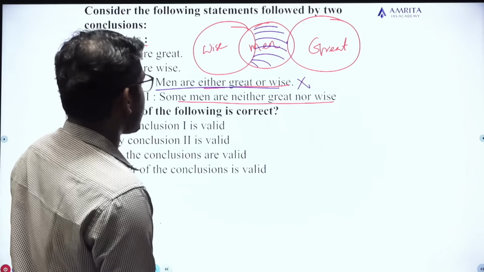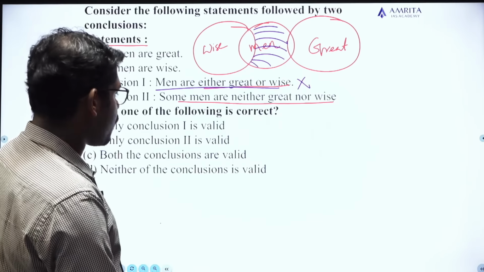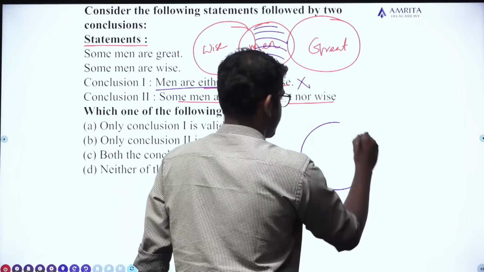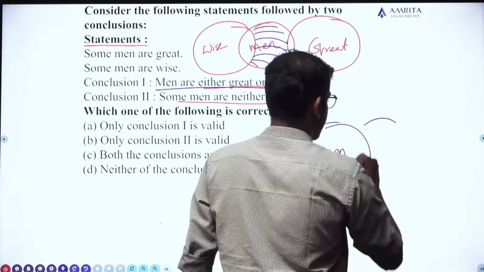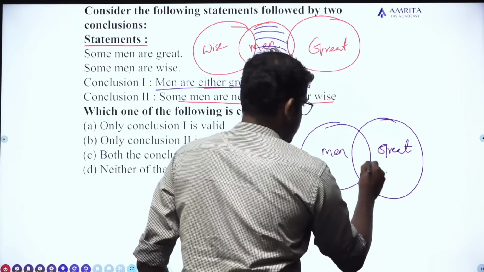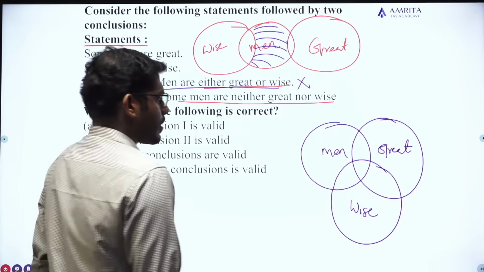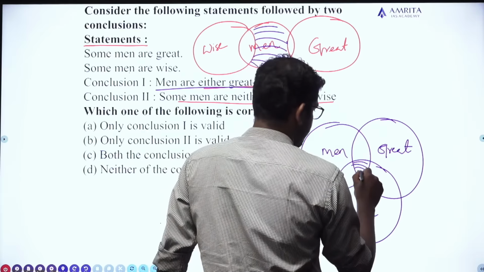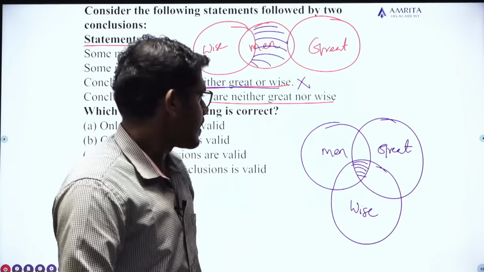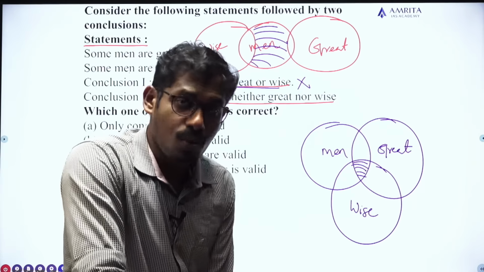Okay, let me check the second one. Conclusion 2: some men are neither great nor wise. Can it be definitely proved correct? Let me draw another possible diagram. Some men are great. Some men are wise. Consider this area, the area common to both great and wise relating to men. The men belonging to this area are both great and wise.